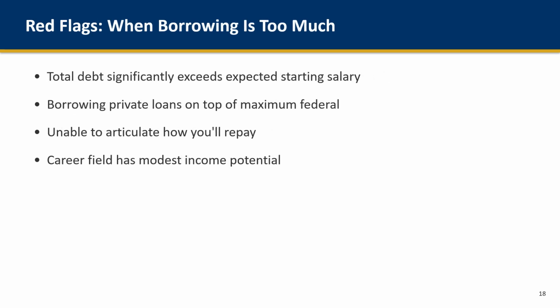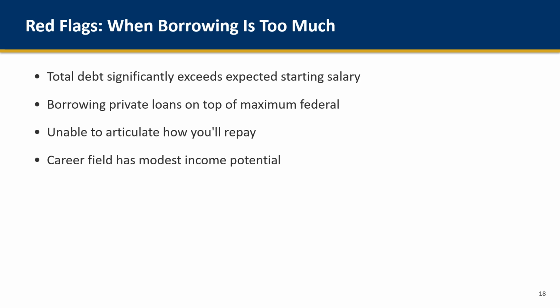Recognize warning signs that you may be borrowing too much. If your total debt significantly exceeds your expected starting salary, you're heading toward repayment difficulties. A 2-to-1 debt-to-income ratio or higher signals serious concern. If you're borrowing private loans on top of maximum federal borrowing, the debt level is becoming dangerous. This typically indicates attending a program you can't afford or borrowing for living expenses beyond what's necessary.